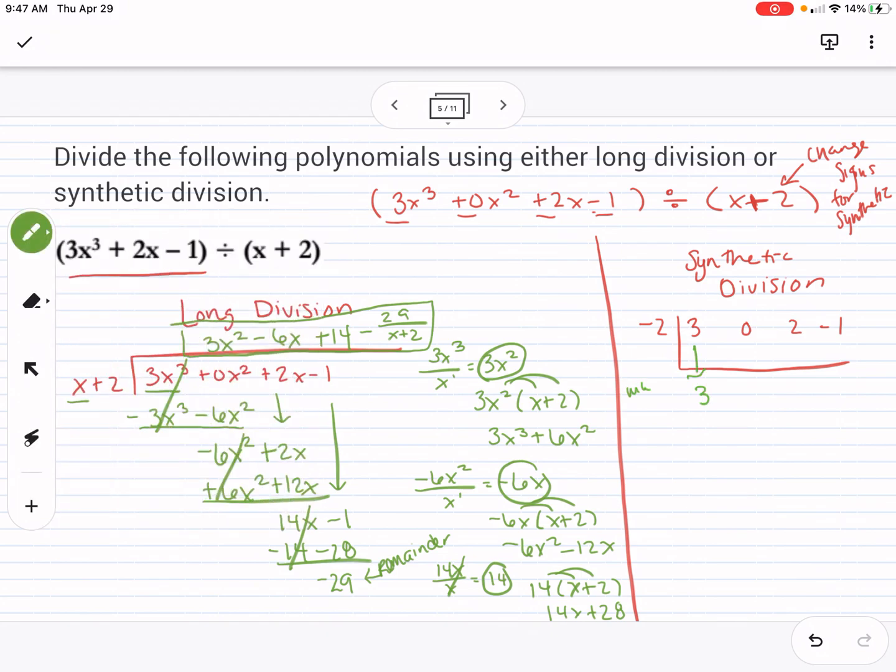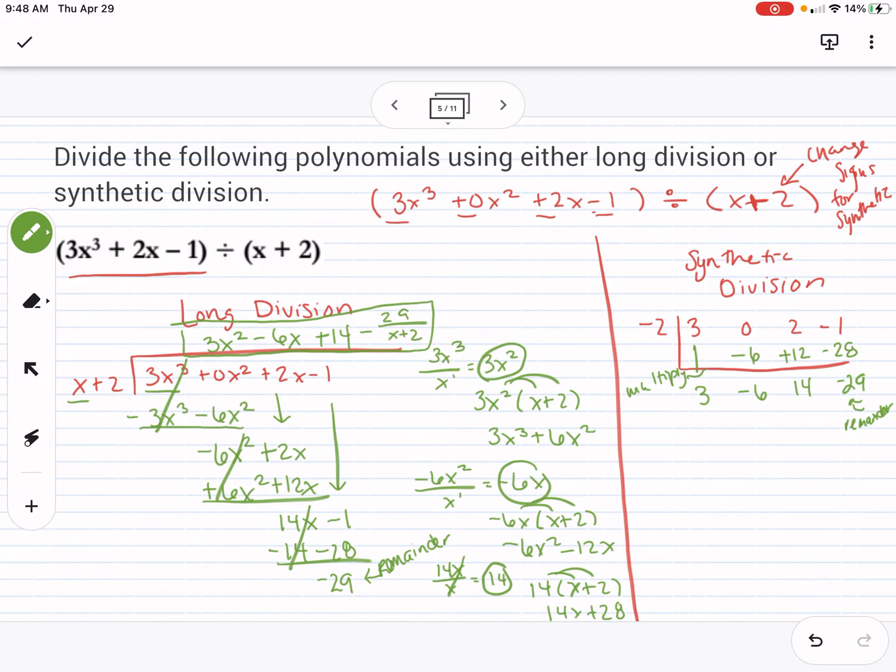Whatever we get down here, we're going to multiply by the negative 2. So 3 times negative 2 is negative 6. Then 0 minus 6 is negative 6. And I repeat, negative 6 times negative 2 is positive 12. 2 plus 12 is 14. And then 14 times negative 2 is negative 28. So if I combine those, I get negative 29. Again, this last term is our remainder. So now I'm ready to write my answer.